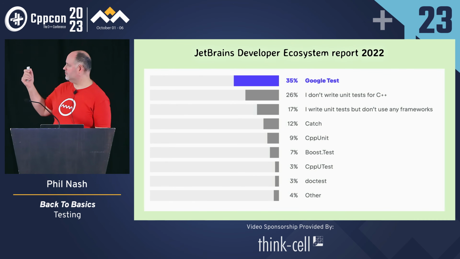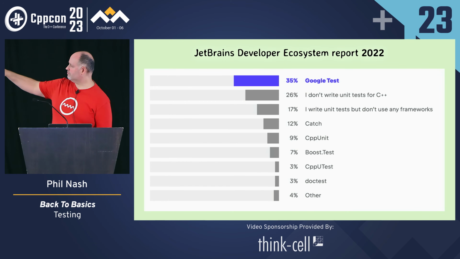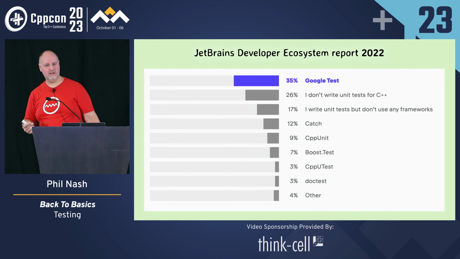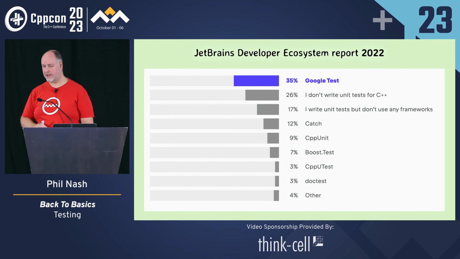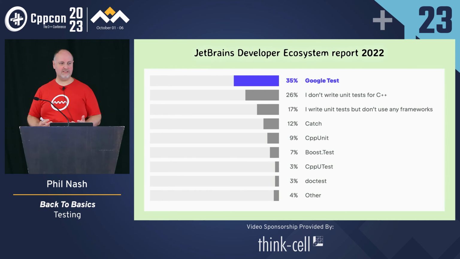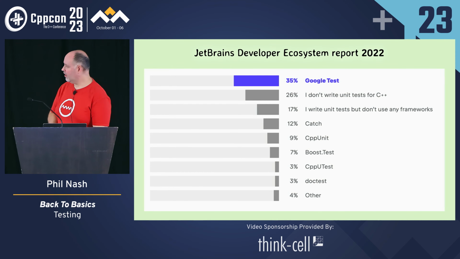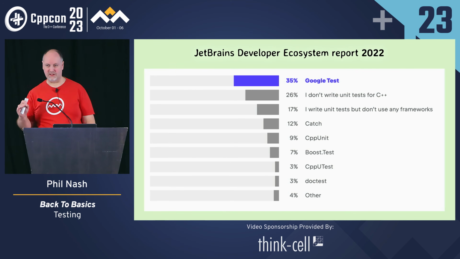This was the 2022 report, very similar. Actually, fewer people don't write tests, so that's a positive trend, if that's really reflective. More people are writing tests now. And I like to think that a lot of that's because of all these modern frameworks, including Catch, making it easier to get into testing. Traditionally, it was very hard. So if you're writing tests at all, you're already in the top 74% of C++ developers. How about that?